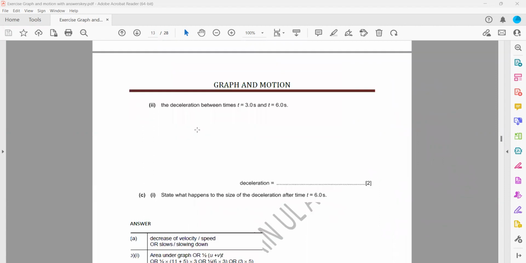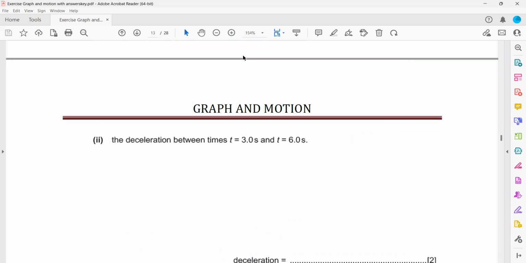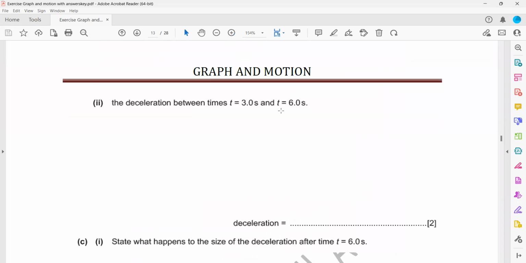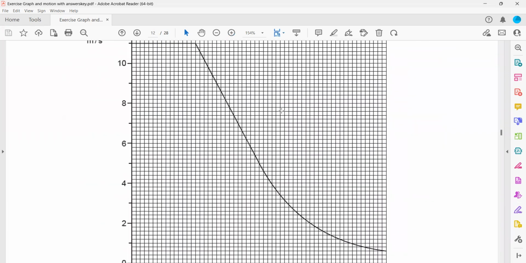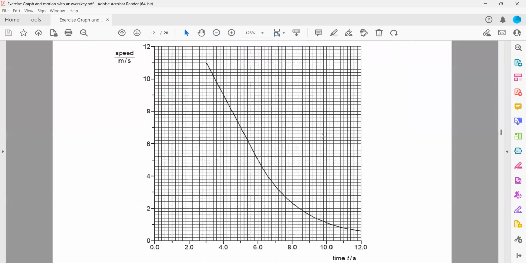Then next, the deceleration. Deceleration means the change in the speed from 3 seconds to 6 seconds. So from 3 seconds to 6 seconds, what is the change in speed? To calculate deceleration for a straight line graph, you can use a formula or you can use a gradient as well. If you use a gradient, the gradient will be y2 minus y1 over x2 minus x1. For a straight line graph, I prefer that you use a formula.